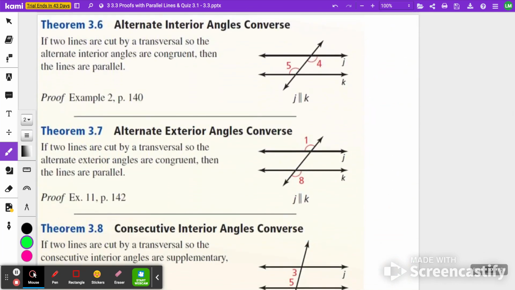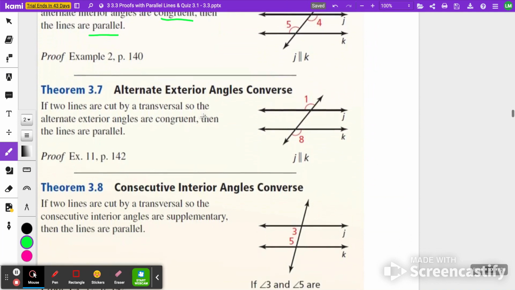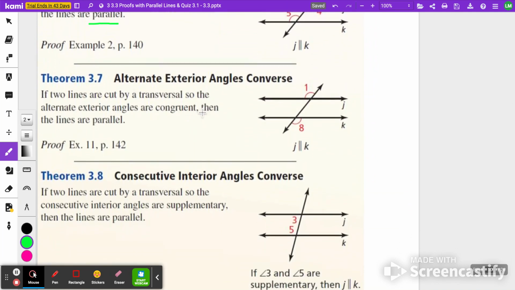Here are a few more theorems we're going to copy down on our notes. Theorem 3.6 is first, the alternate interior angles converse. If two lines are cut by a transversal, so the alternate interior angles are congruent, then the lines are parallel. Again, what I'm underlining here should be going in your notes. The alternate exterior angle converse. If two lines are cut by a transversal, so the alternate exterior angles are congruent, then those lines are parallel.